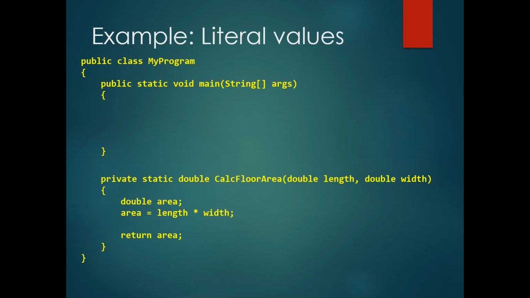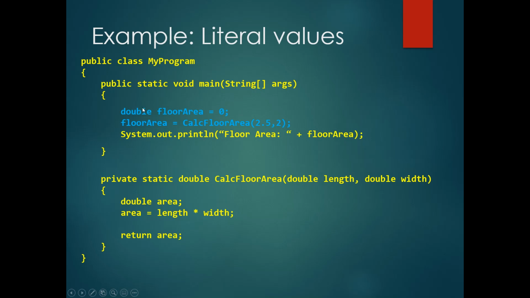So here we have our calc floor area function down below. Now up top, I'm going to call calc floor area, and I'm going to give it a length and a width, but this thing is going to give me back a double, so I need to store it. So here we see I've created a variable to store the result. I gave it a starting value of 0 just because I like to do that. I like to make sure that my data is always secure.